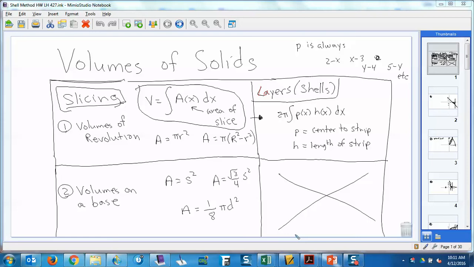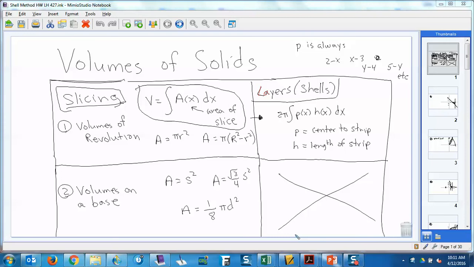So volume of a solid, any kind of problem that is volume of a solid is going to be one of two types. It's either going to be a revolution, rotating a region that creates a solid, or it's going to be a base. The region will be the base of the solid, and you'll have slices coming up off of that base. So it's going to be one of these two types here, okay?